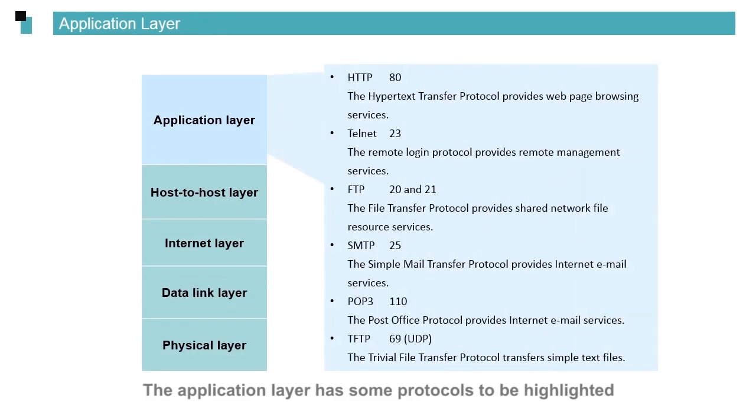The application layer has some protocols to be highlighted. HTTP stands for Hypertext Transfer Protocol and its port number is 80. Telnet is a simulated remote logging protocol and uses TCP port 23. The File Transfer Protocol, abbreviated as FTP, is used to transfer files. TFTP is the Simple File Transfer Protocol and can be used in the system upgrade.